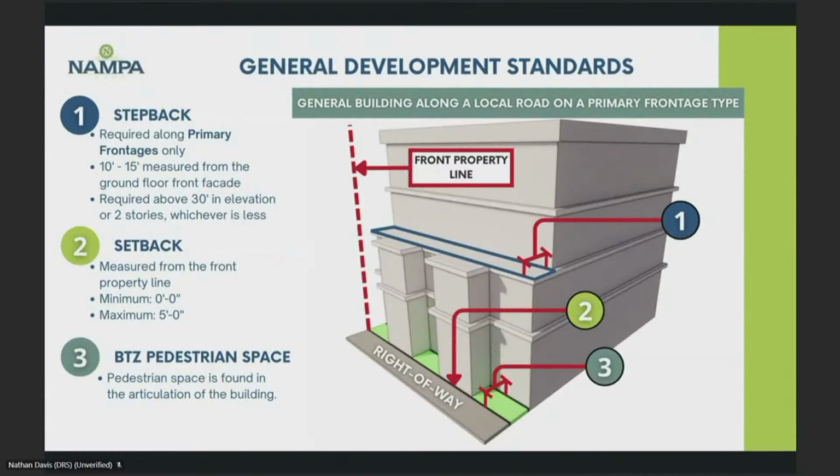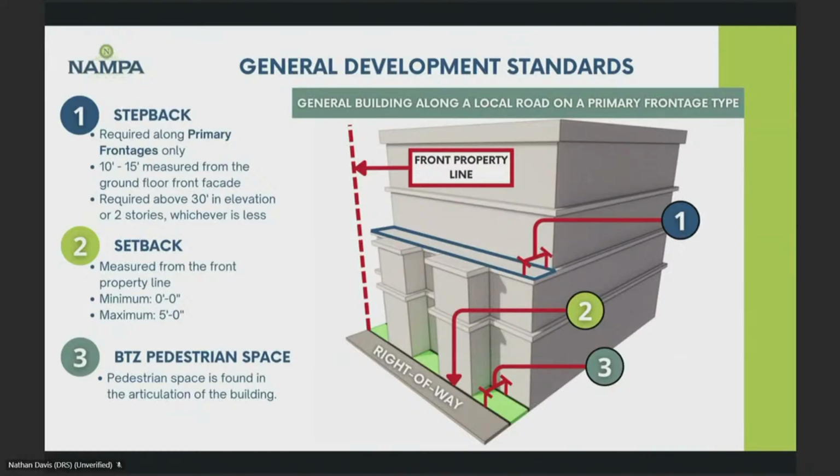And so there's a 0 to 5 foot. The BTZ is still the same, so that's that 5-foot increment, but instead of being 10 to 15, it's 0 to 5. So same concepts, just a different standard. Any questions on these development standards?